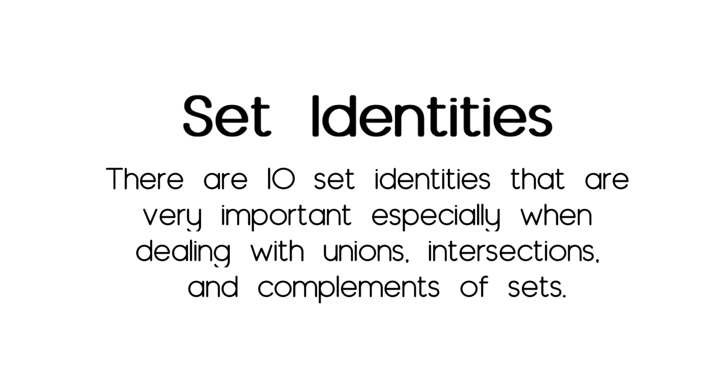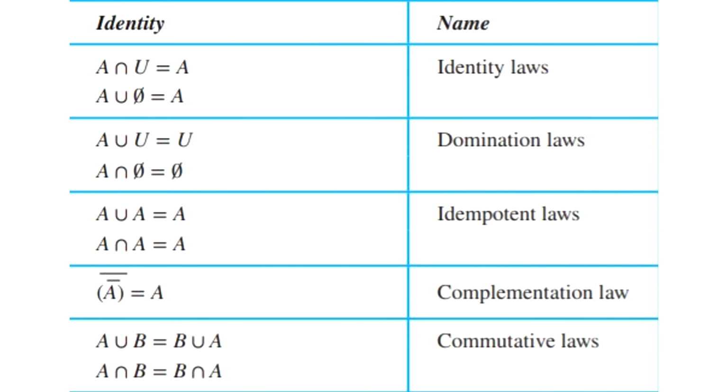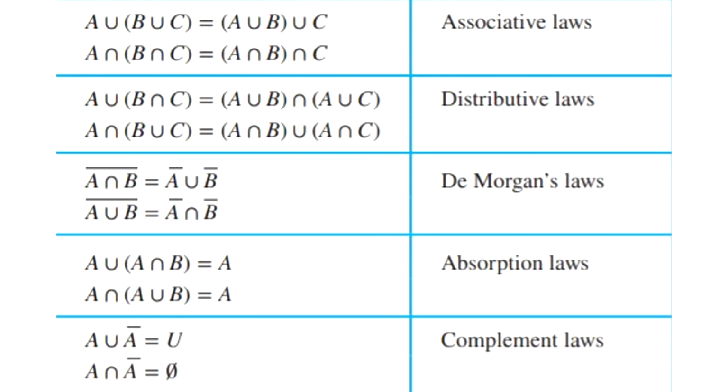Under set identities, there are 10 set identities that are very important, especially when dealing with unions, intersections, and complements of sets. These are also called laws. The first law is identity, followed by domination, idempotent, complementation, commutative, associative, distributive, De Morgan's, absorption, and complement laws.